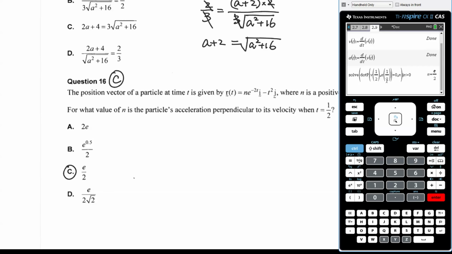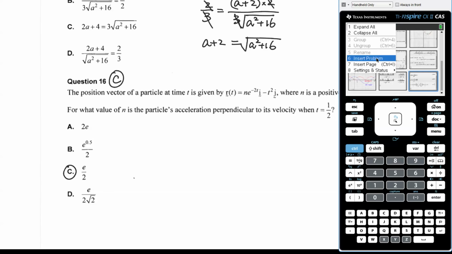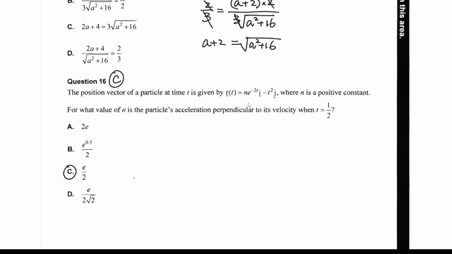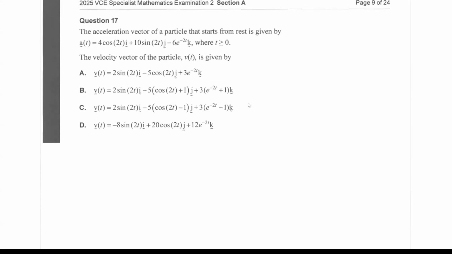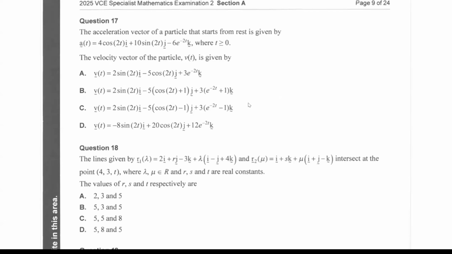All right, so now let's move on and then insert another problem. Acceleration vector of a particle that starts from rest is given by a of t equals to 4 cos 2t, 10 sine 2t, minus 6e to the power minus 2t. So we need to make sure when I sub in 0, the velocity gives me 0. This could be 0, this is minus 5, so that's no good. If I sub in t equals to 0, sine 0 is 0, and this is minus 5 times 1 plus 1, that's 2. No good.